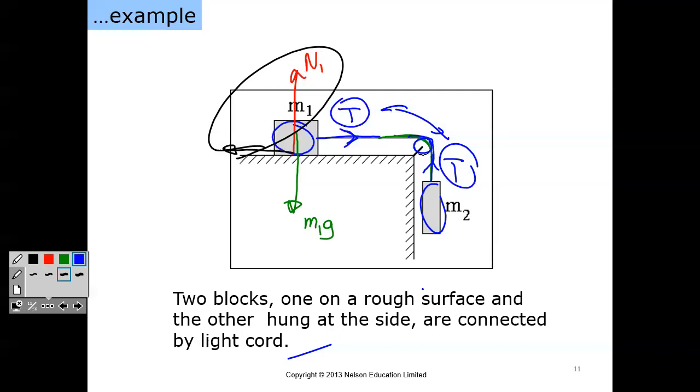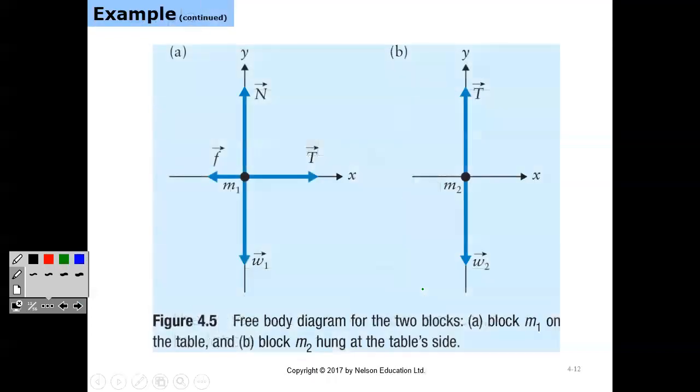I mean, magnitude I'm talking about, but the direction of the tension on block M1 will be to the right. The direction of T on M2 will be up. Okay. What else is it interacting with? Gravity. Is it touching anything? No contact forces. So that's it. We are done. Finish. So we got the free body diagram. Let's move to the next.